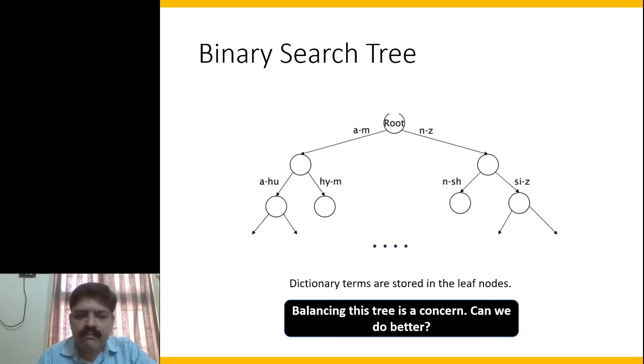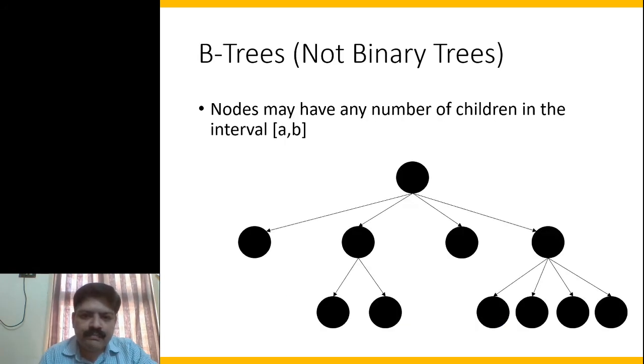is that we would like the tree to be balanced. If the tree is not balanced, then we have to do lots and lots of comparisons. So balancing this tree becomes a concern. So can we do even better? That's another question. We could have B trees.